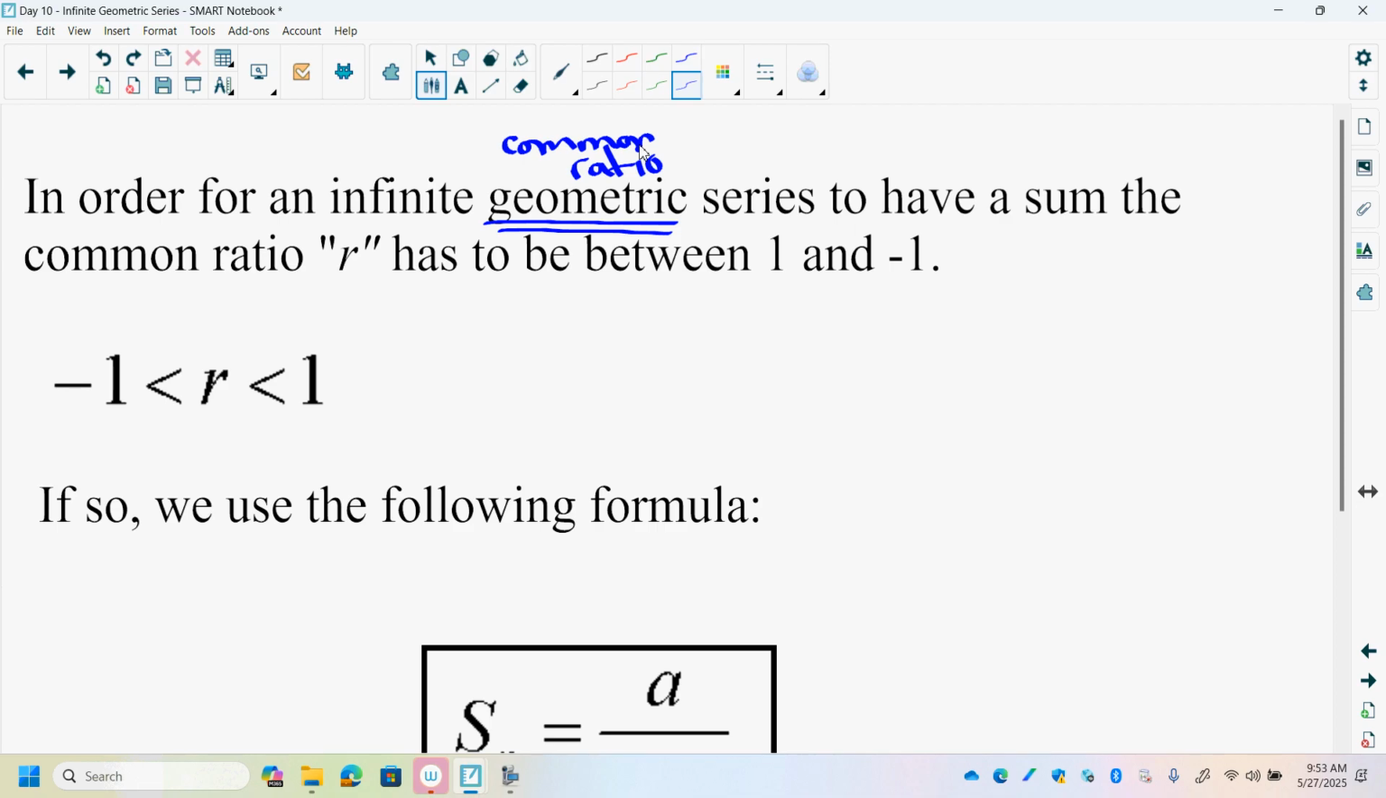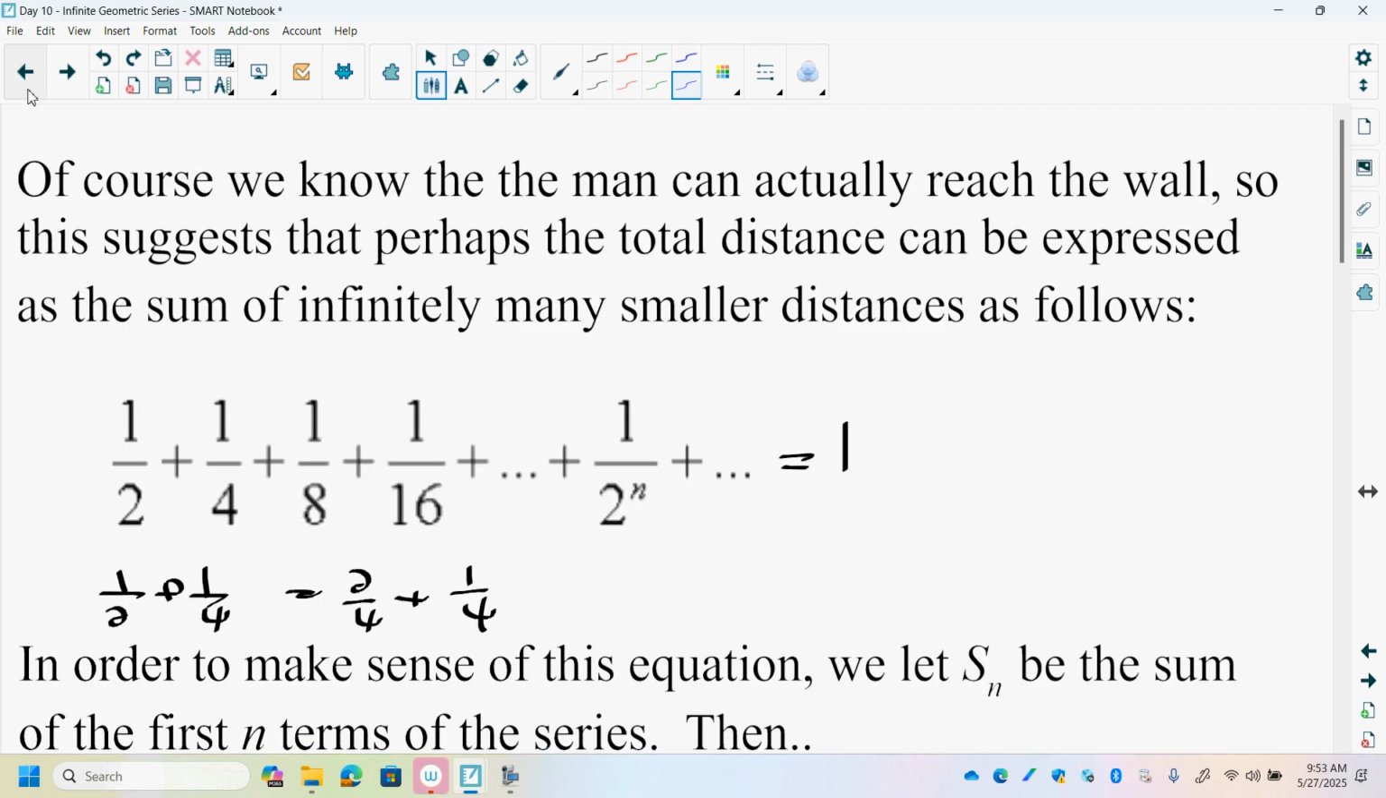But what do you notice? What's the rule in order for it to have a sum? The r value has to be what? How do I read this? Okay, between -1 and +1, yes. Or Meredith said r is greater than -1 and less than 1. Can it equal -1? Can it equal +1? No.